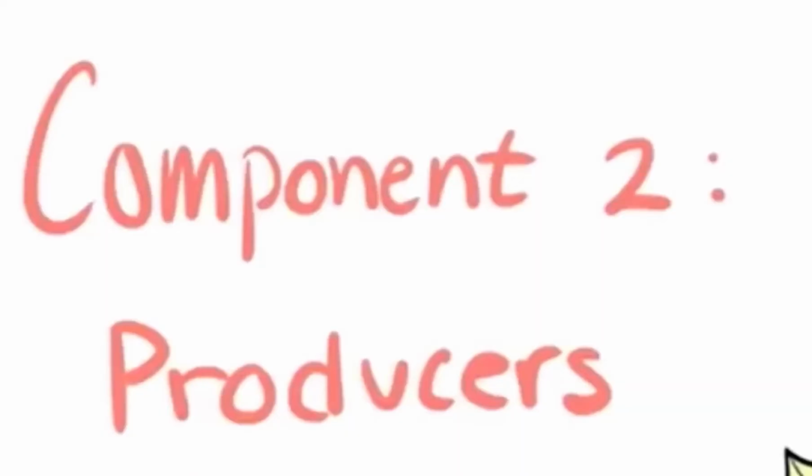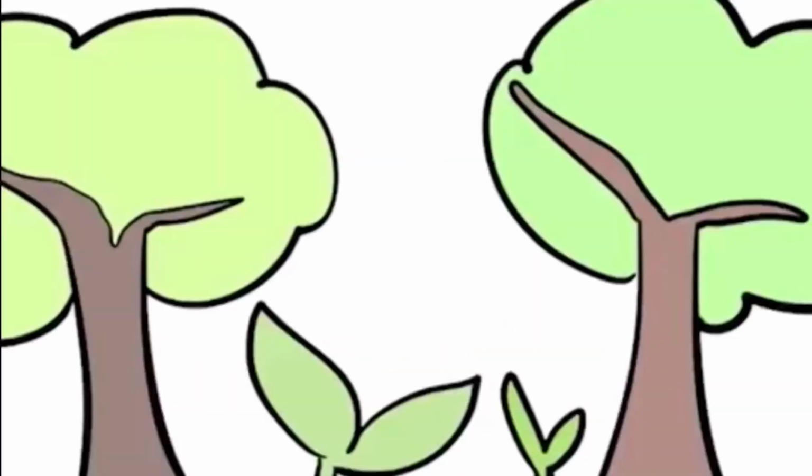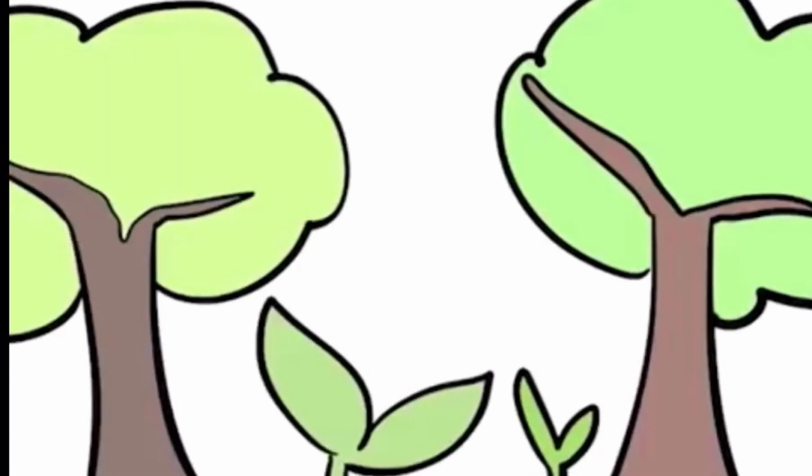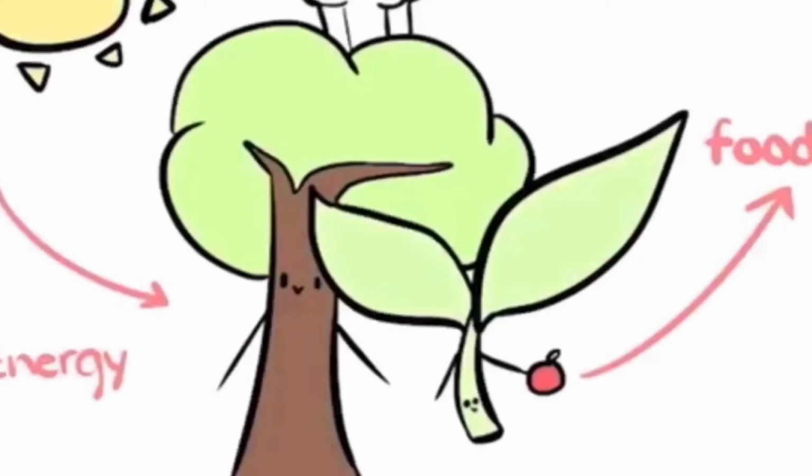Component 2, producers. An ecosystem should have plenty of producers that help convert energy into nutrients. Plants are a common example of producers. Through a process called photosynthesis, they convert light energy from the sun into food.